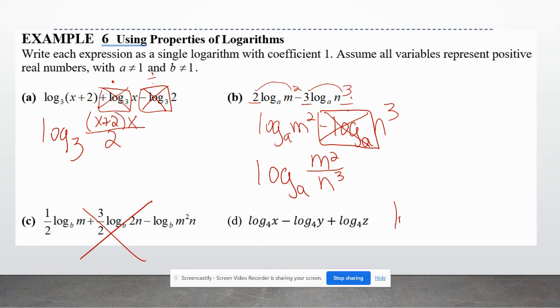Letter D. I have log base 4 of x minus log base 4 started as division, so divided by the y, plus log base 4 started as times z. I put that z in the numerator because there was no set of parentheses around that saying that both of those were supposed to be in the denominator. So that's why it's not down in the denominator and it's up in the numerator.